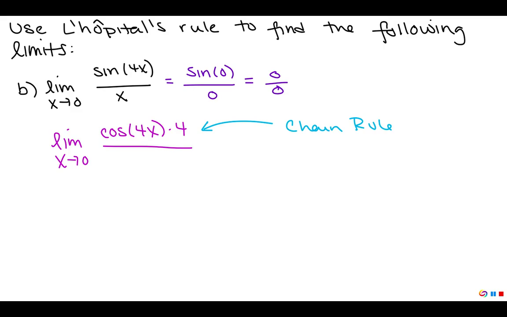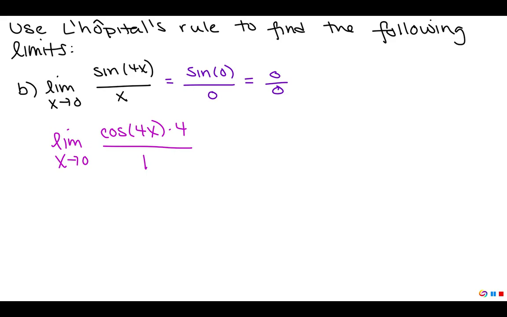derivative of sine of 4x. I'm going to have to use my chain rule on that one. Sine is my outside function, so the derivative of sine is cosine. I get cosine of 4x. Then I have to multiply by the derivative of the inside. Inside is 4x, so we have to multiply by 4. And then on the bottom we have an x. The derivative of x is 1.